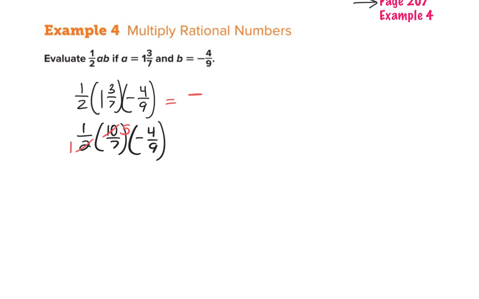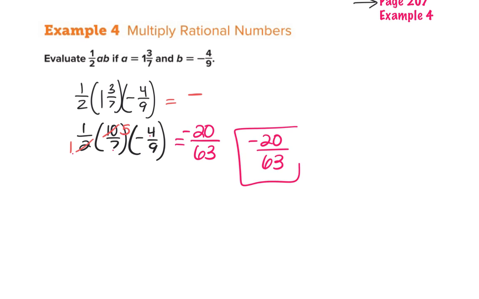So now I'm just going to multiply straight across, and I see a 1 times 5 times 4, that's 20, and a 1 times 7 times 9 is 63. And then I had a positive and a negative. So I get -20 over 63. And that's as simplified as I can get it.